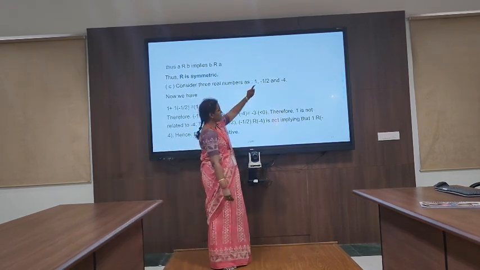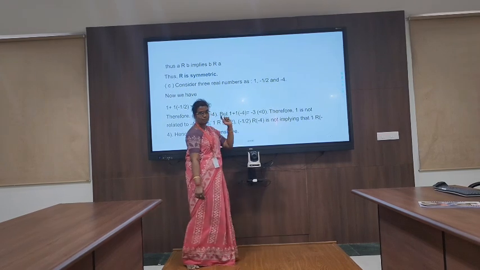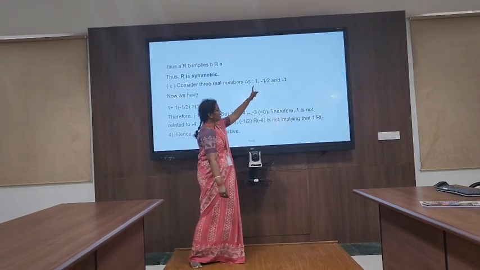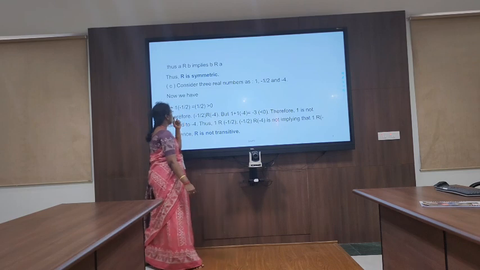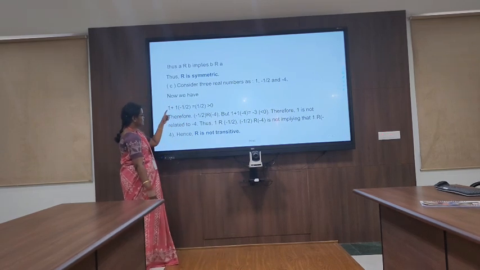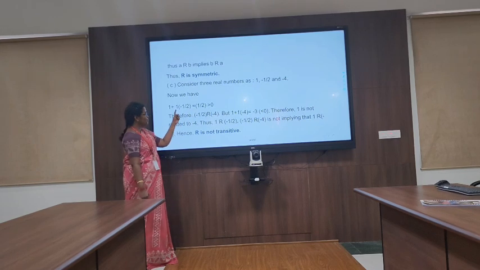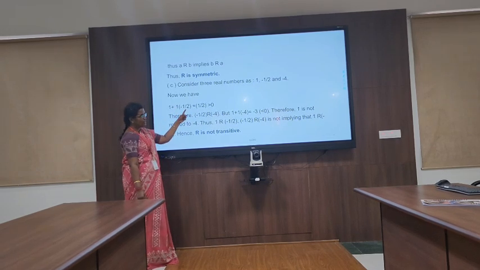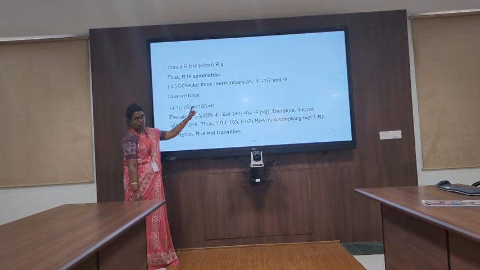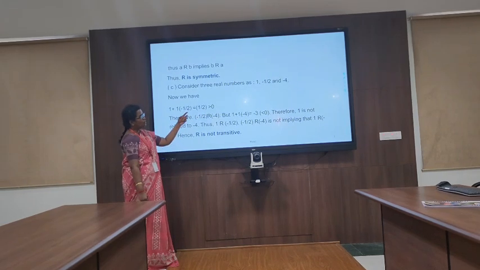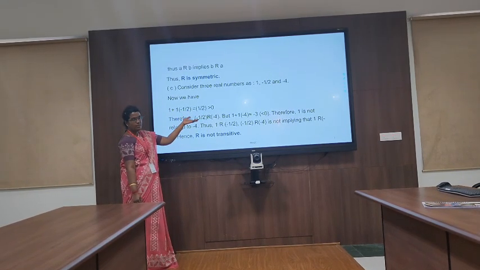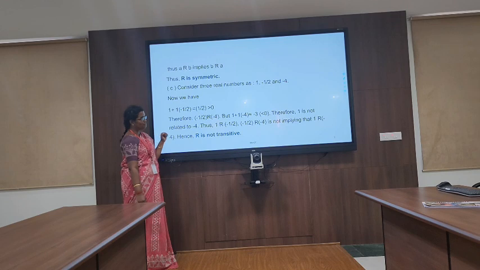This is your A, this is B and this is C. So we can easily see A is related with B. A related with B in the sense 1 plus A into B, the value is positive. So substitute A as 1, B as minus 1 by 2, check its value, it's greater than 0. So from the assumed A, B, A is related with B.